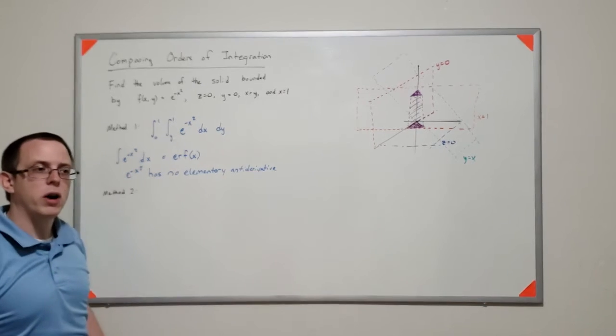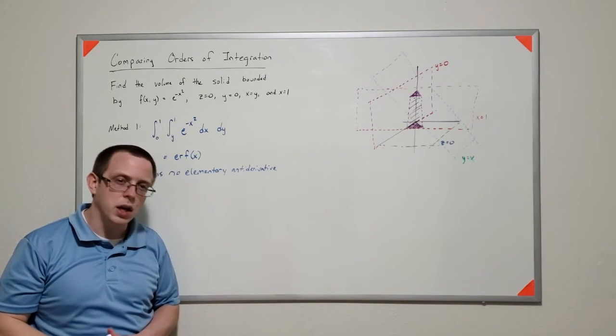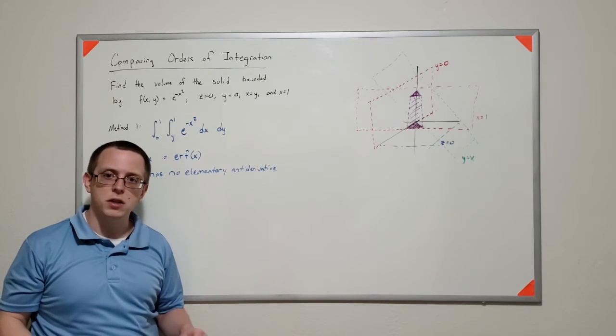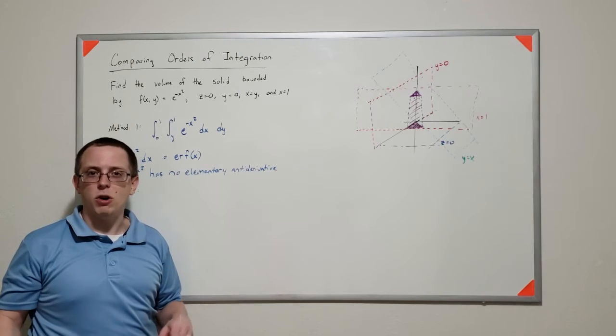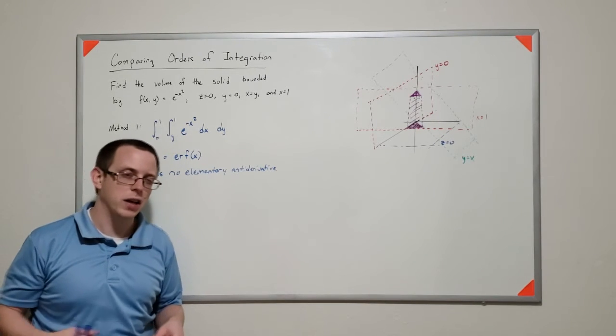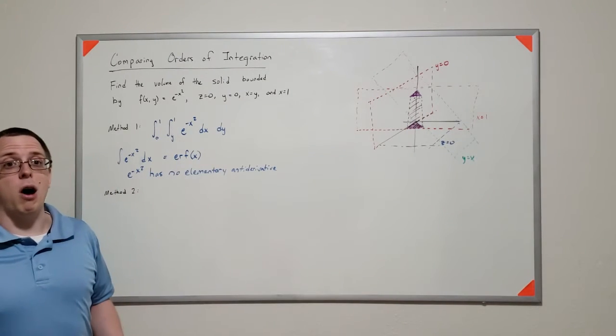Well, what that means is I could get a Taylor series of this thing, and then I could integrate the Taylor series, and I'd have some sort of infinite sum. But we wouldn't call that an elementary antiderivative, because it's not the sum of what we think of as elementary functions. So this is a problem. Basically, it's not possible to do.